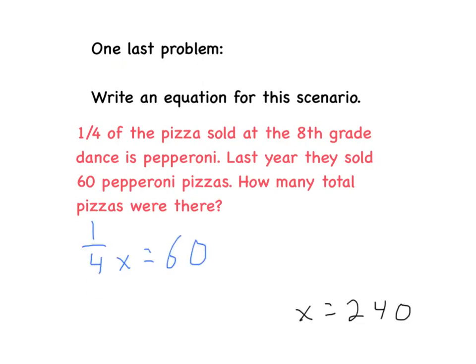I take 1/4 times the total number of pizzas, which I don't know, so I'm going to make that an x, that's my variable, and I know that it's going to equal my 60 pepperoni pizzas. I can now multiply each side by the multiplicative inverse. I take 1/4 times 4 over 1, and I take 60 times 4 over 1, and I get 240 total pizzas.